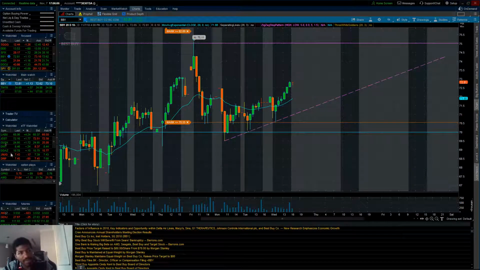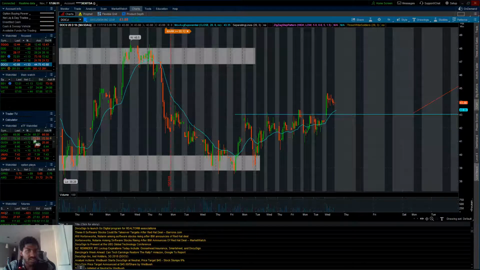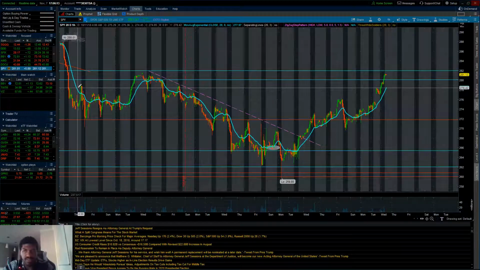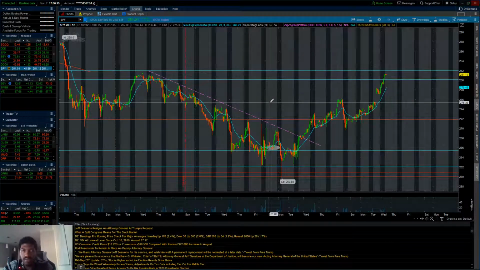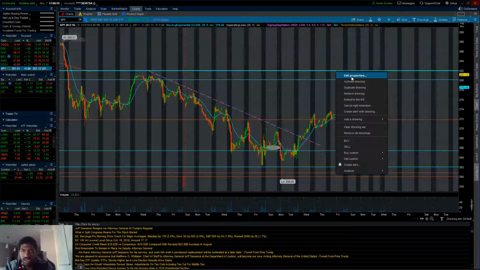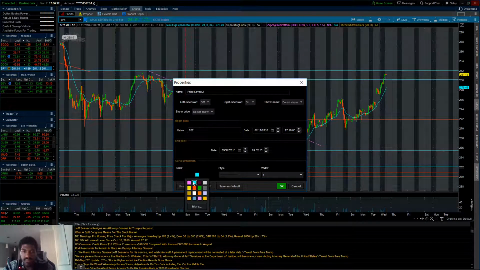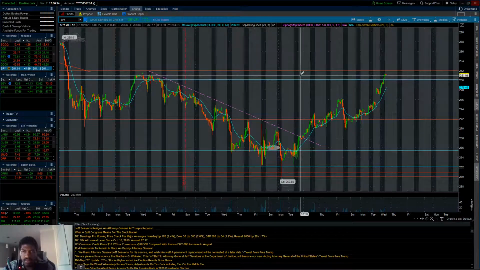So the election happened. All right. Let's take a look at SPY first. SPY is obviously on a monstrous uptrend, but as you can see, it is... let me go ahead and, bam.